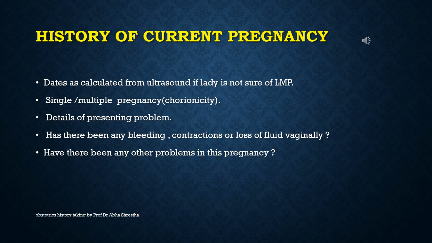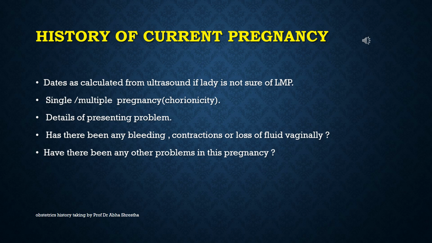Now the history of current pregnancy. Dates as calculated from ultrasound if the lady is not sure of her LMP. So we should take the first trimester scan or the dating scan to confirm her EDD. If she has had an ultrasound, we should also see whether it's a single pregnancy or a multiple pregnancy. If it's a multiple pregnancy, we need to determine the chorionicity of the gestation, because the first trimester scan is best for seeing the chorionicity.